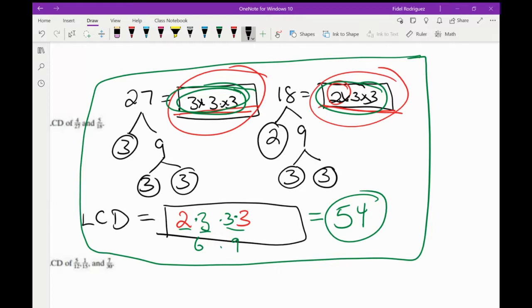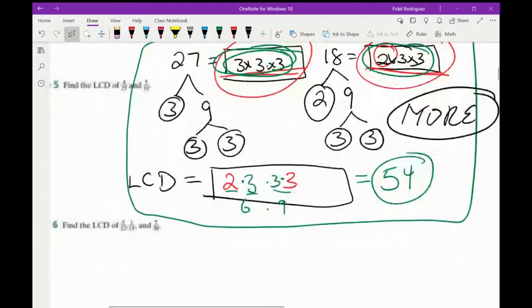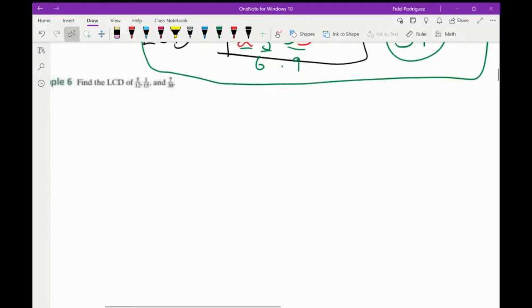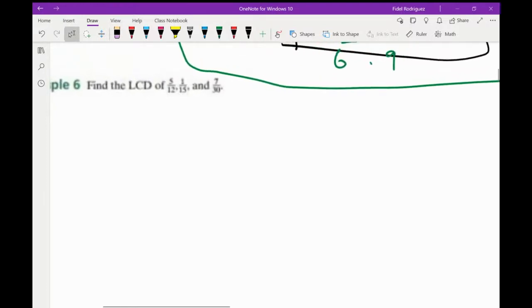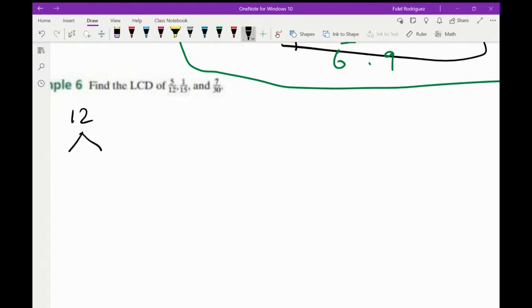How do I pick the 3 times 3 times 3 or 3 times 3? Like, I need to pick the one that has more of the repetitive number? Yes, ma'am. So what we're going to do, we're going to pick the one that has the most, okay? Whichever has more. So like, look, for instance, let me do this. I'm going to do the same problem, this number 6. I'm going to do it the same way that we did number 5. So the first thing I'm going to think of is my number 12. And guys, I want to point something out.